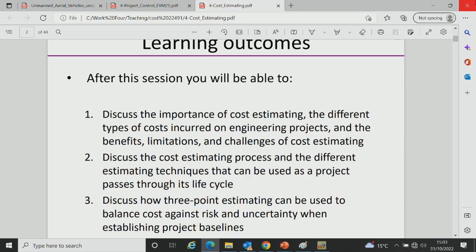Then we're going to look at different ways cost information is used in projects. And again, I'm going to ask you for some examples, work together in groups. And then we're going to look at fundamentally what the estimating process is in a project. So what happens, what should happen, what are the steps. And we'll look at a few examples of estimating methods.